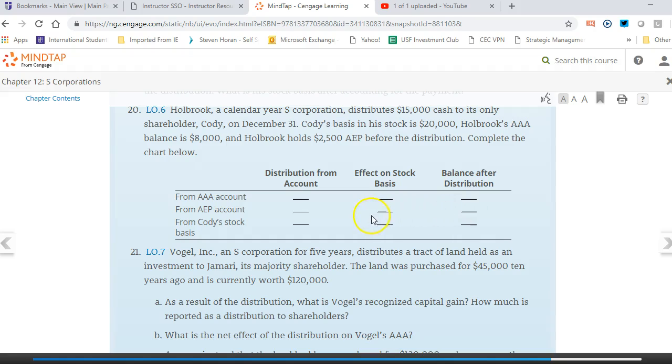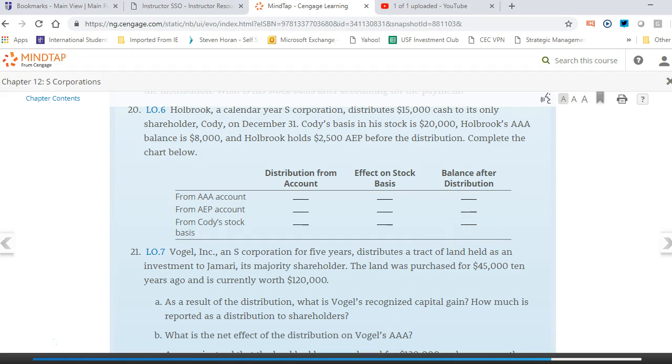Then the distribution from the Cody stock basis becomes the balance, 4,500. So 8,000, 2,500, 4,500, the sum of those three numbers would be 15,000. And that 4,500 here would reduce the basis by 4,500, and then we get to a $7,500 balance after distribution.